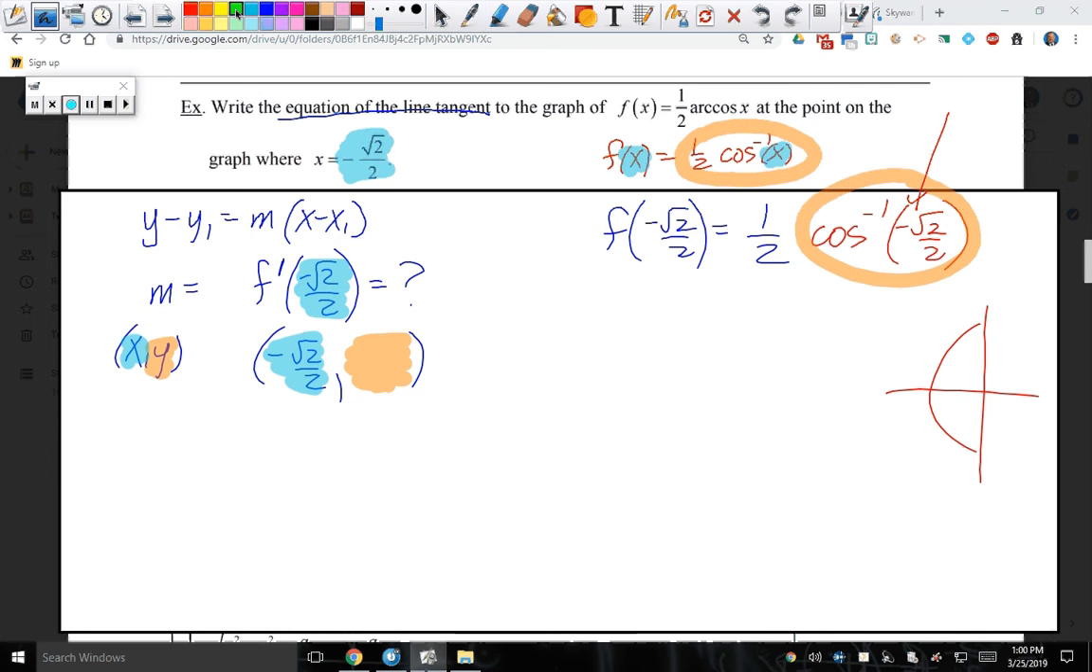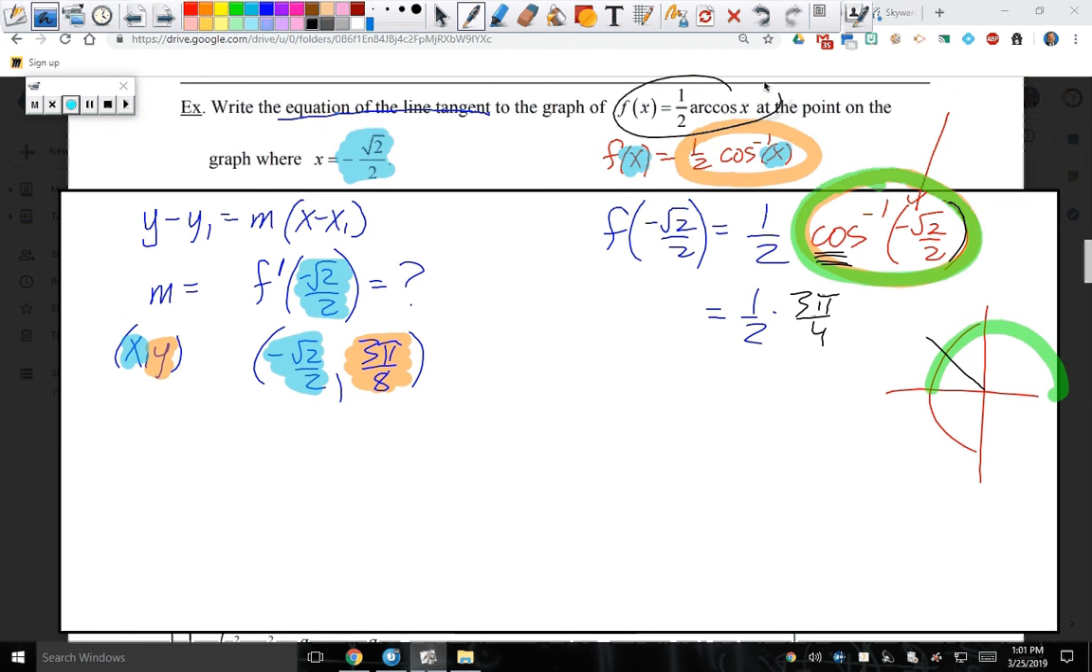What is the range for arc cosine? 0 to pi. So the overlap of those two is talking about the second quadrant. So what angle in the second quadrant will yield an x value of negative root 2 over 2? 3 pi over 4. So 3 pi over 4 times this 1/2, do you agree? Is going to give me what? 3 pi over 8. Now I have my point. I need to get my slope. I don't have my slope yet. Okay? Alright, so let's get our slope.